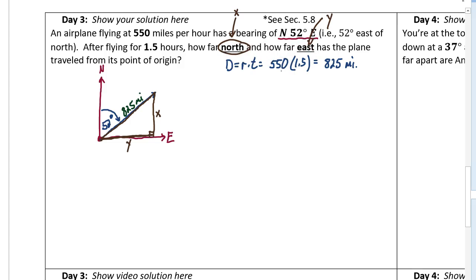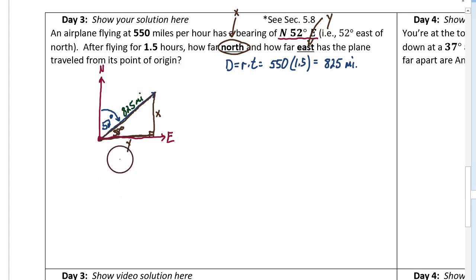Now, in this right triangle, we can label this acute angle down here in the corner. It has to be 38 degrees. Do you see why? Because the 52 and this angle are complementary. They add up to 90. So 52 plus 38 would make 90.